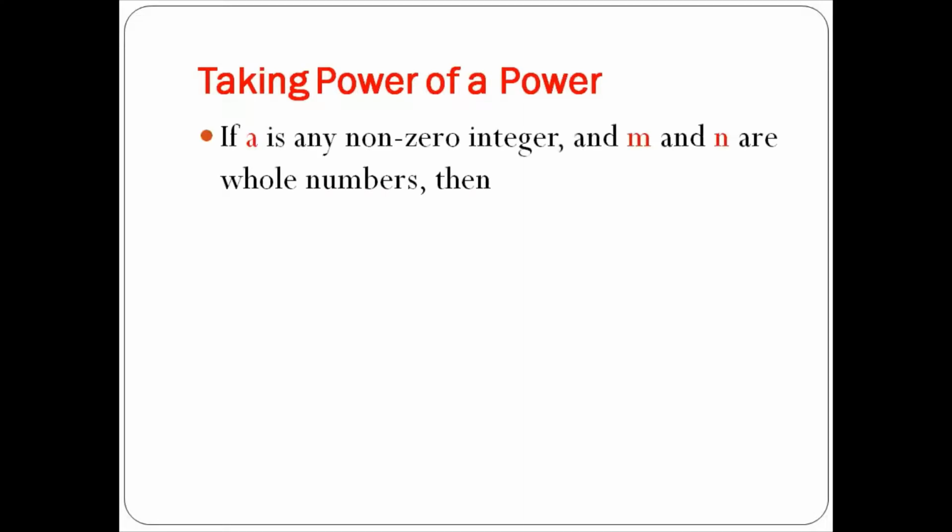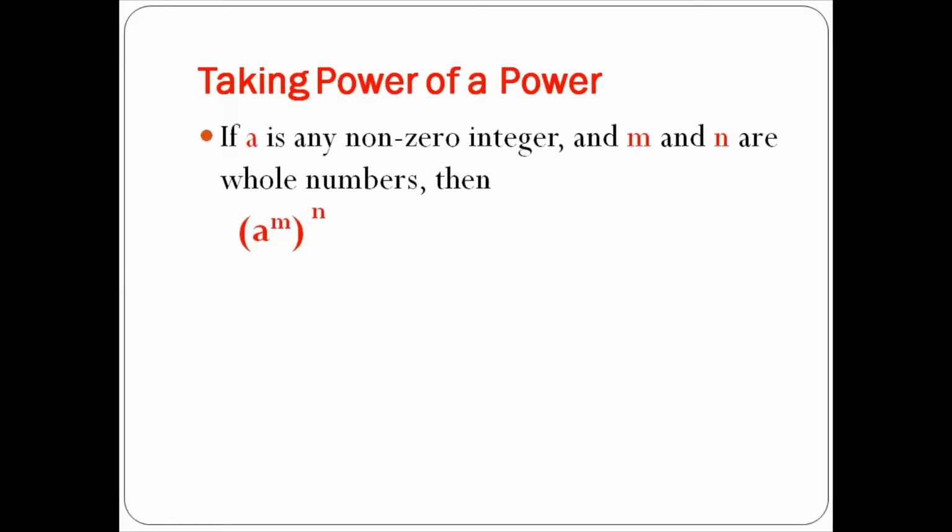Let's see the third rule of exponents: taking power of a power. If a is any non-zero integer and m and n are whole numbers, then a raised to the power of m, raised to the power of n. Here you can see that a has the power m, and a raised to the power of m also has a power, that is n.